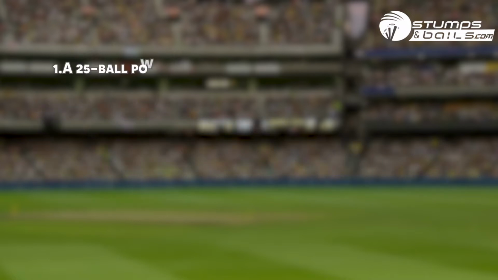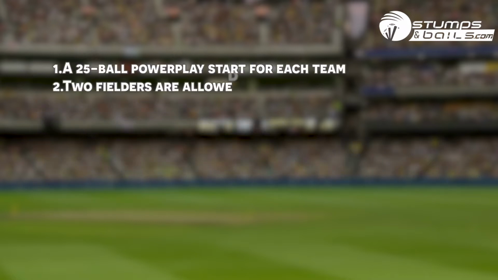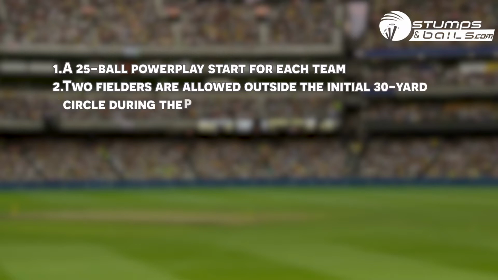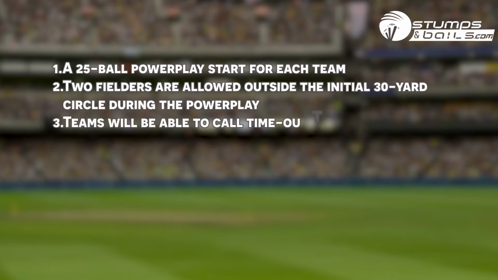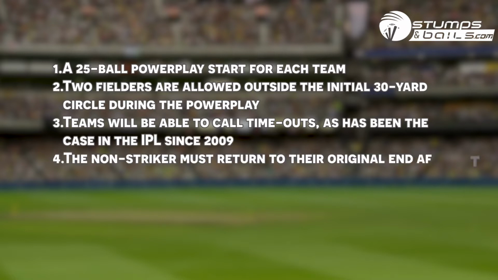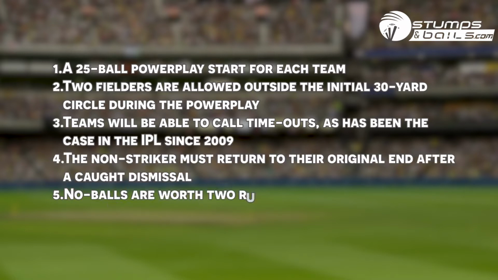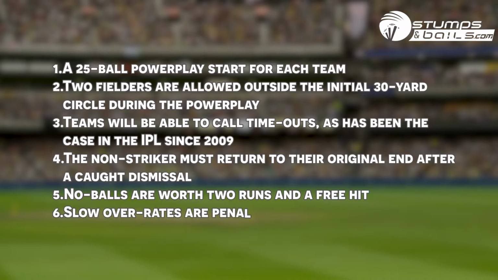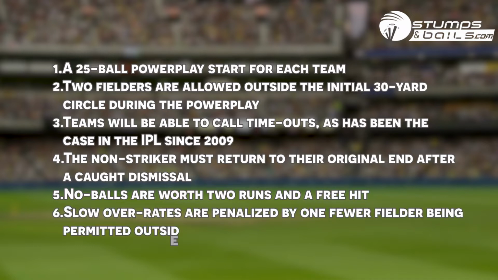A 25-ball power play starts for each team. 2 fielders are allowed outside the initial 30-yard circle during the power play. Teams will be able to call timeouts, as has been the case in the IPL since 2009. The non-striker must return to their original end after a caught dismissal.